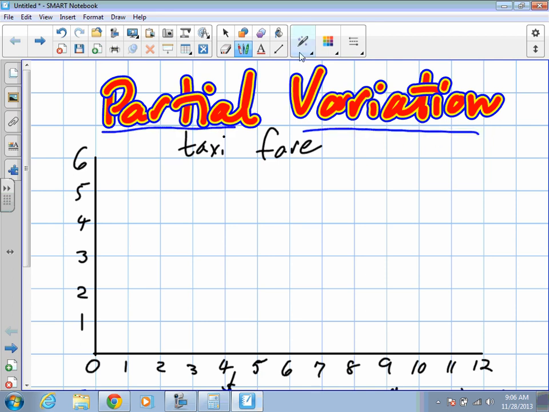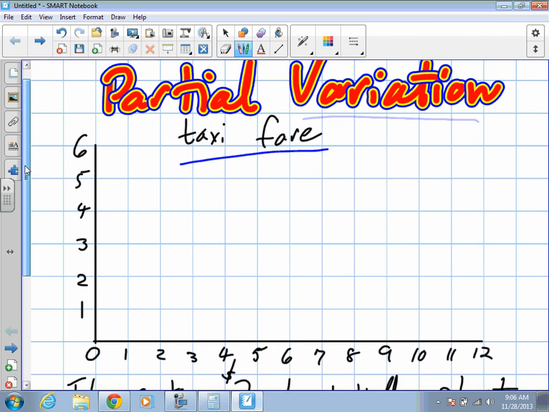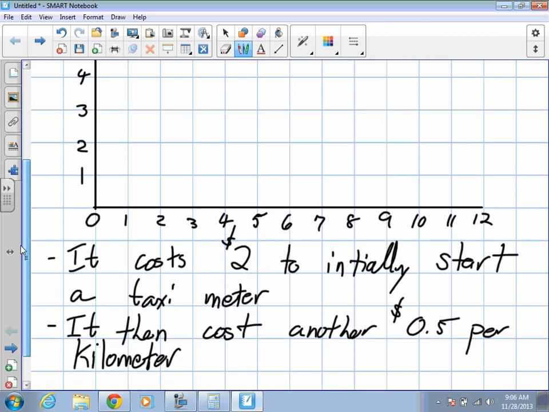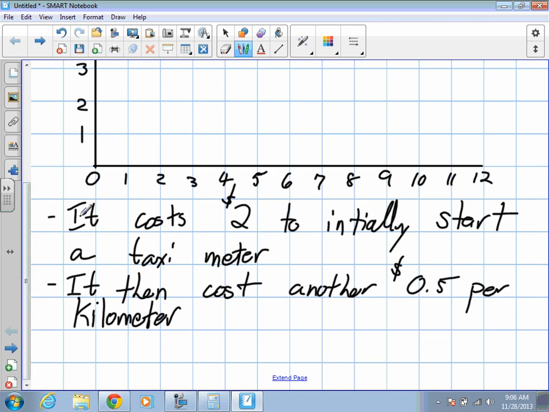Variation. Very good. Okay. So we're going to go through partial variation today. We have a graph, and we're going to be looking at a taxi fare. So this is the information we've been given. It says it costs $2 to initially start a taxi meter. It then costs another 50 cents per kilometer.